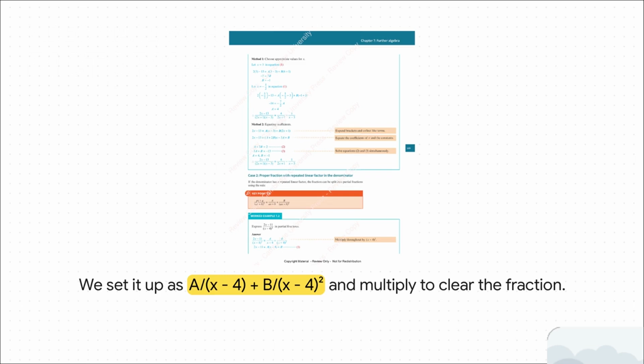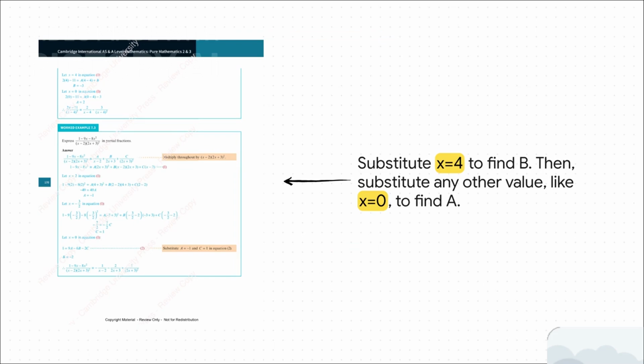From there, the process is exactly the same. We multiply by the original denominator, x minus 4 squared, to get rid of the fractions, and that leaves us with our new key equation. 2x minus 11 equals a times x minus 4 plus b. Okay, time to solve for a and b. Well, the most obvious move is to make x equal to 4, right? That completely wipes out the a term and gives us b straight away. We find b is negative 3.